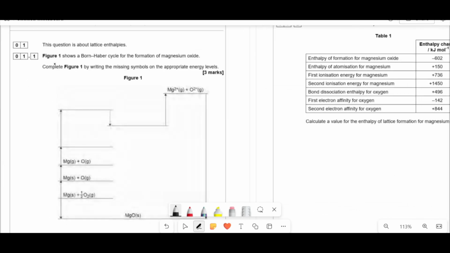So this question's about lattice enthalpies. Figure 1 shows a bond cycle for the formation of magnesium oxide. Complete figure 1 by writing the missing symbols of the appropriate energy levels.